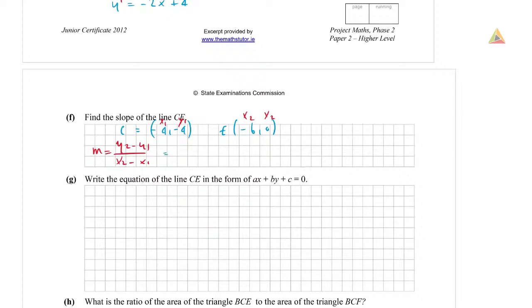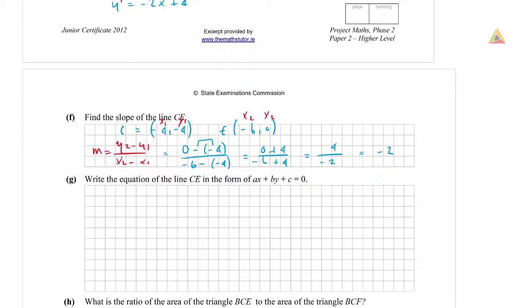So y2 is 0, take away y1, which is minus 4, over x2, which is minus 6, minus x1, which is minus 4. The two minuses become a plus, so it's going to be 0 plus 4, over minus 6 plus 4. So that's going to be 4 over minus 2. 4 over minus 2 is minus 2.